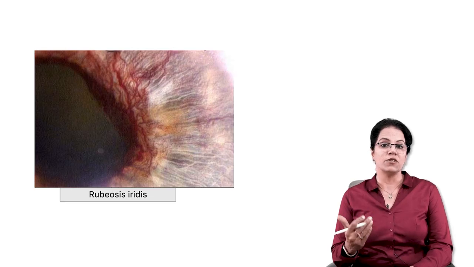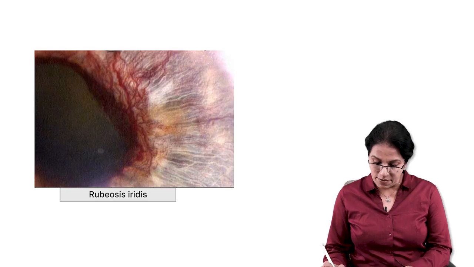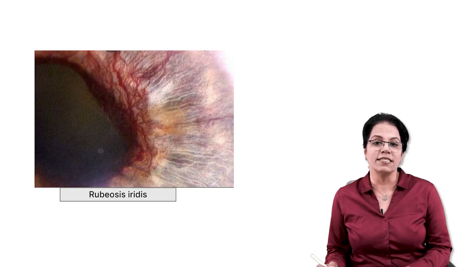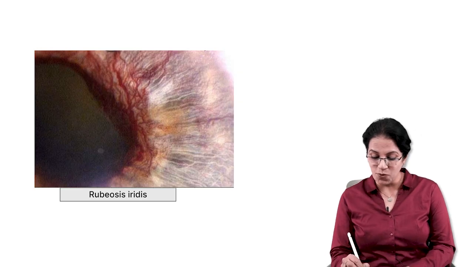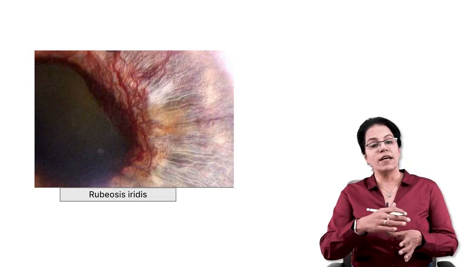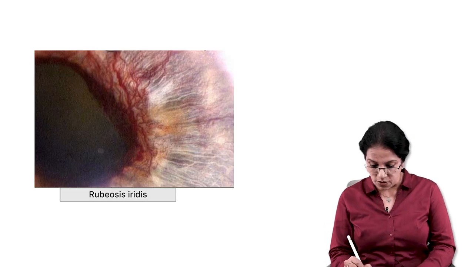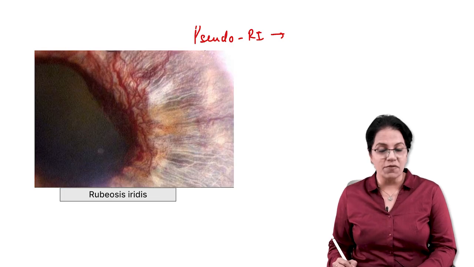Inflammation can also lead to neovascularization, just like hypoxia can. Sometimes even in uveitis, you may see some rubeosis iridis. But more than that, what we learn is what is pseudo-rubeosis iridis. Too much iris atrophy exposes the iris blood vessels, and that is what is called pseudo-rubeosis iridis. Where do you get this? How do you differentiate it?